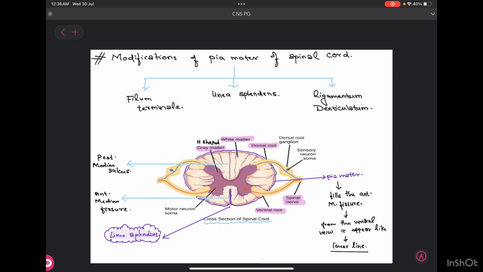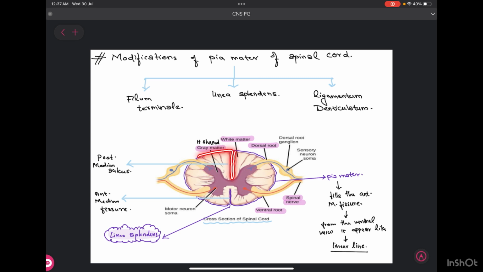Right? This is a cross section, or a transverse section, of the spinal cord. Cross section or transverse section of the spinal cord. So this fissure, did you see this fissure? Here we have a sulcus. Here we have a fissure. And this is the cross section.